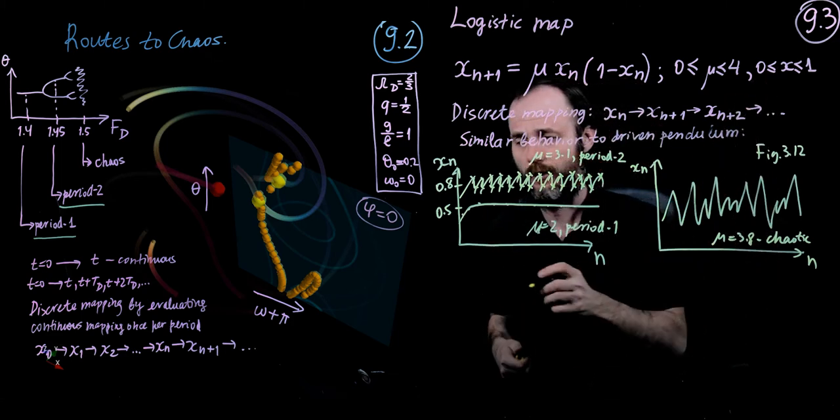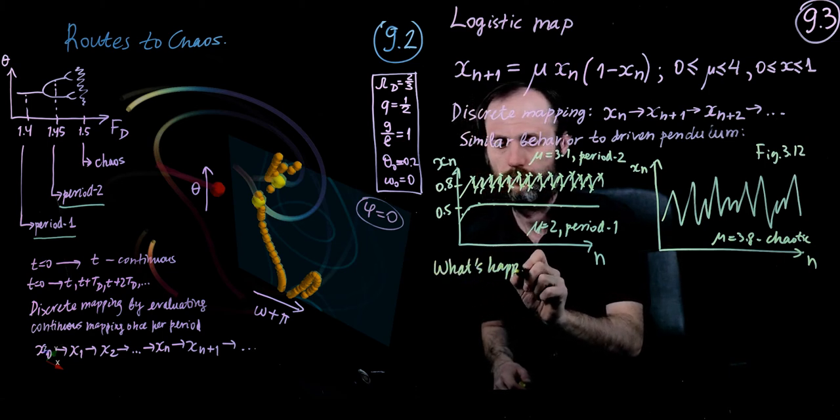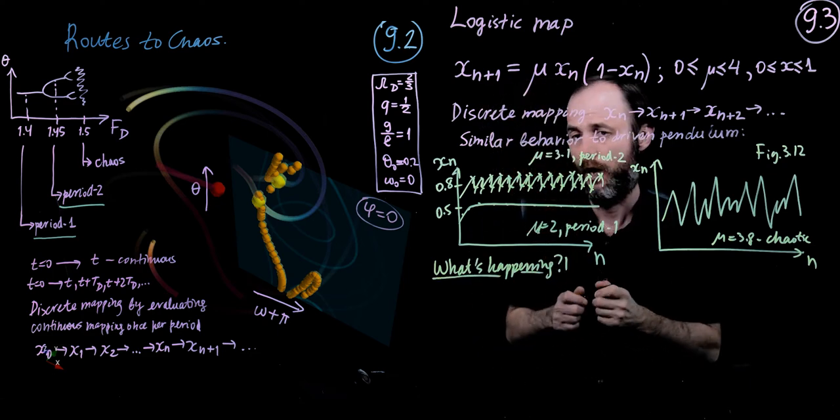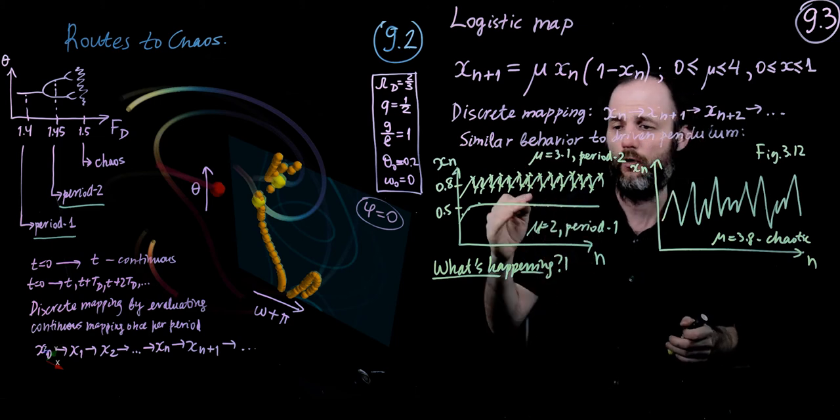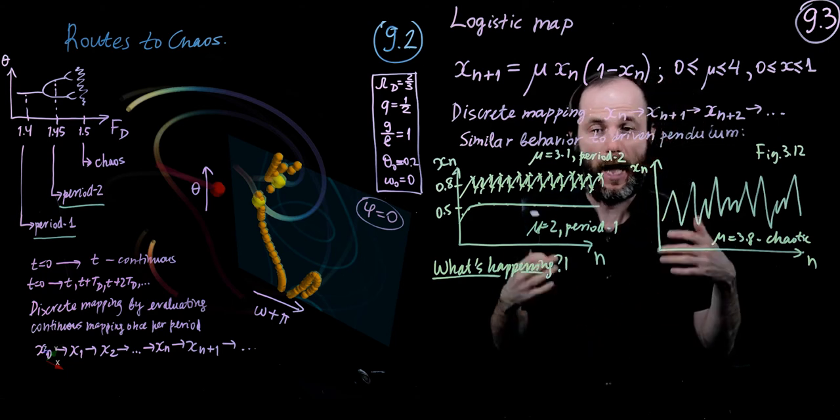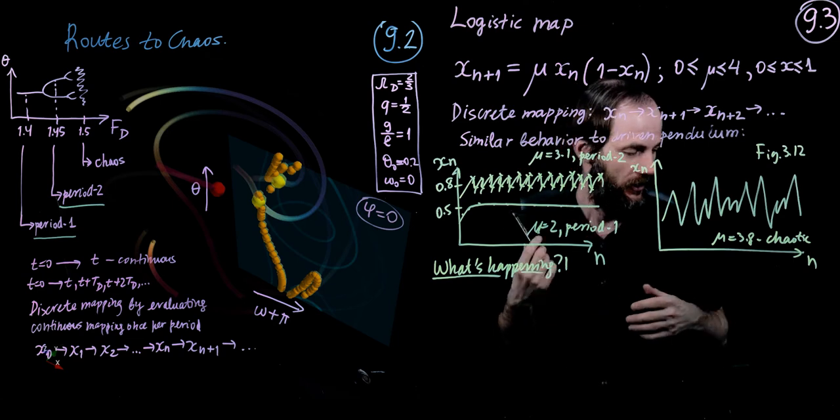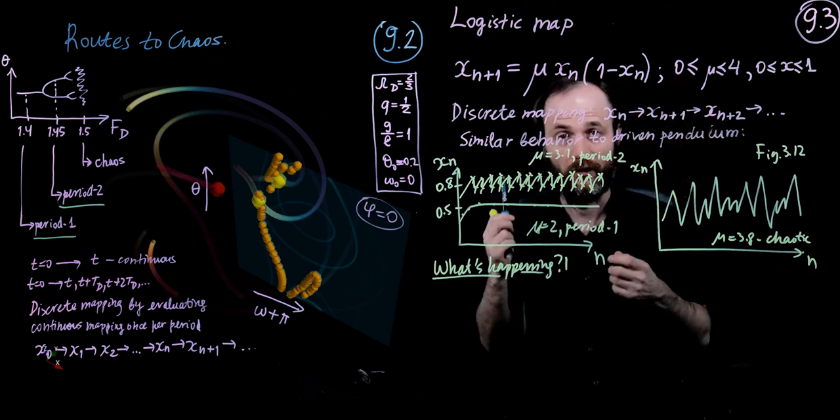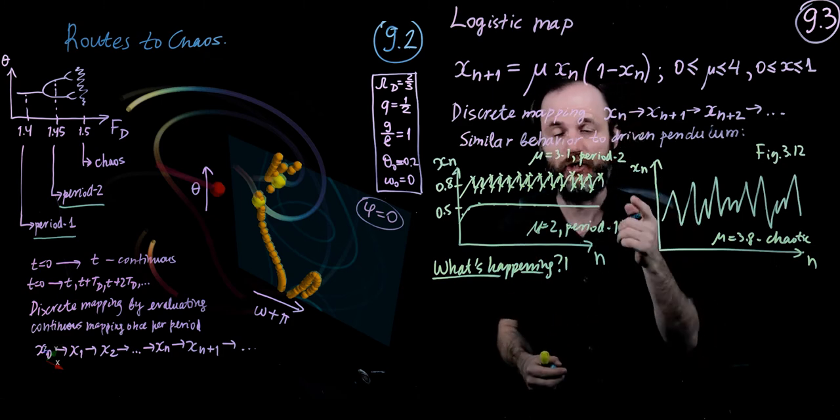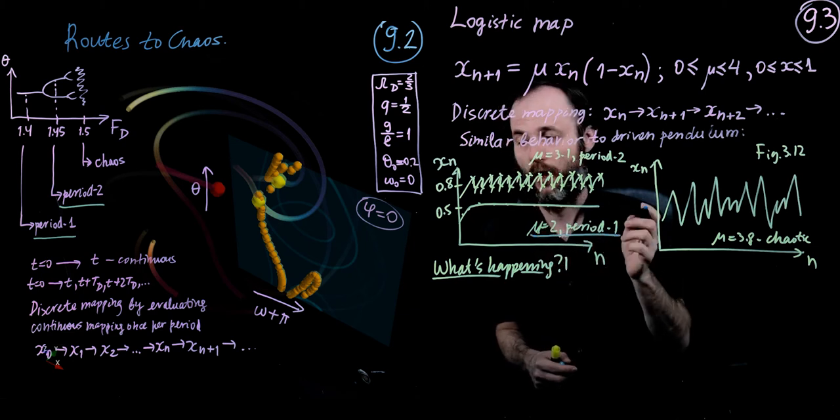So what is happening here? How does the system go from being period one to period two to chaotic? If we can't understand what's going on here, there is no hope for us in more complex continuous systems. And so, lucky for us, the system is tractable, so we can actually watch what's happening precisely. So let us first look at the period one behavior.